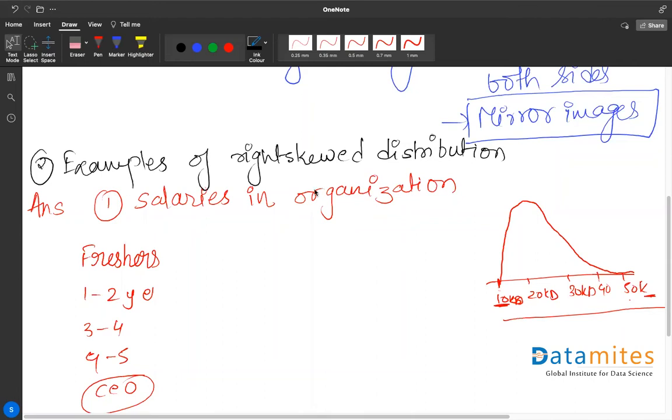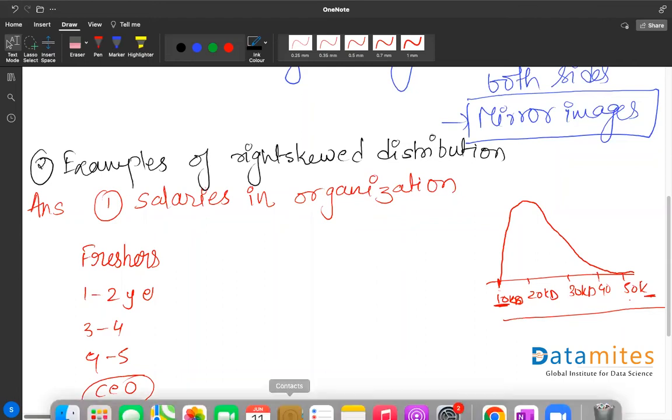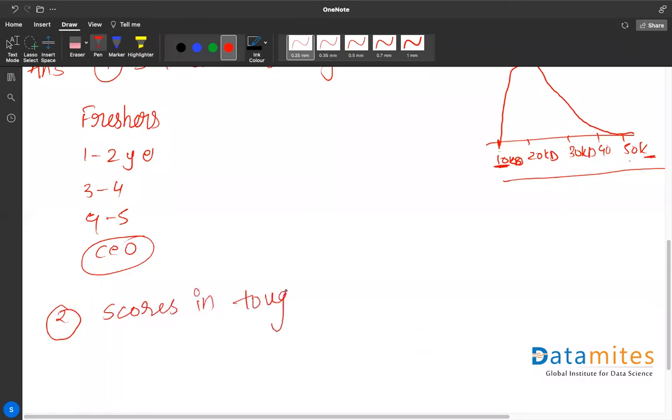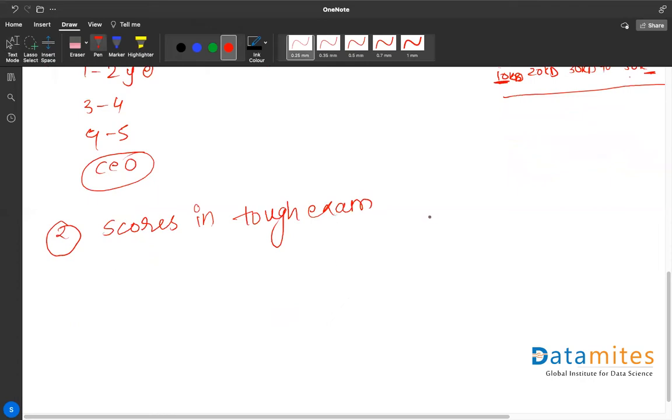Okay, so just the way we have taken here. Okay, scores in a tough exam. Okay, so there will be fewer people who will get high marks, right? So this will be the right skewed distribution.